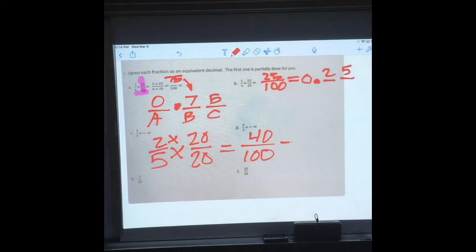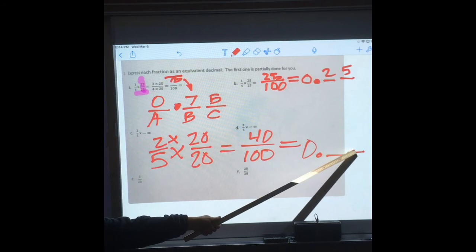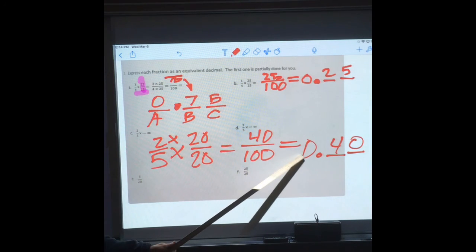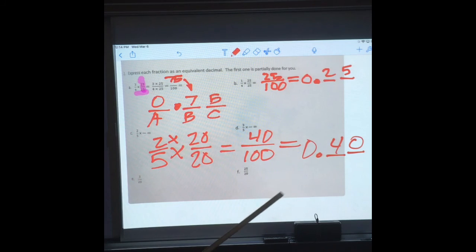Let's turn that into a decimal. Okay, where's our 0 going to go? It's going to go in the 100 place, right? And the 4 goes in the tenths place. So 40 hundredths equals 0.40.